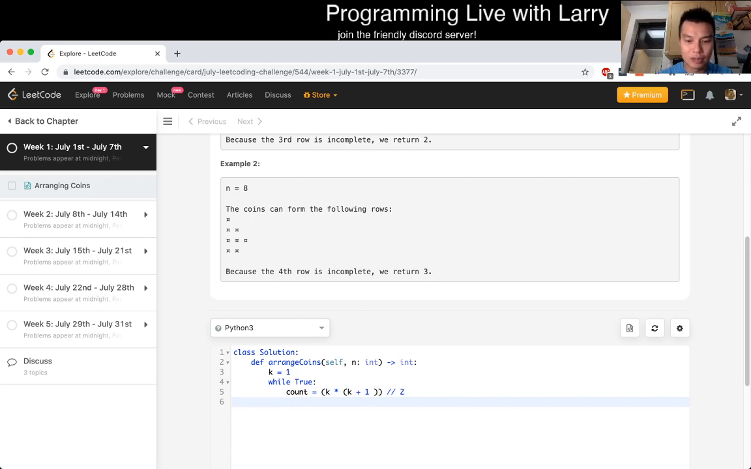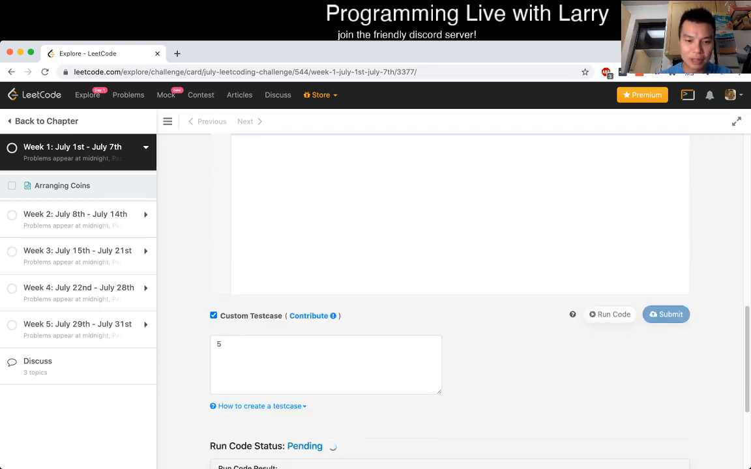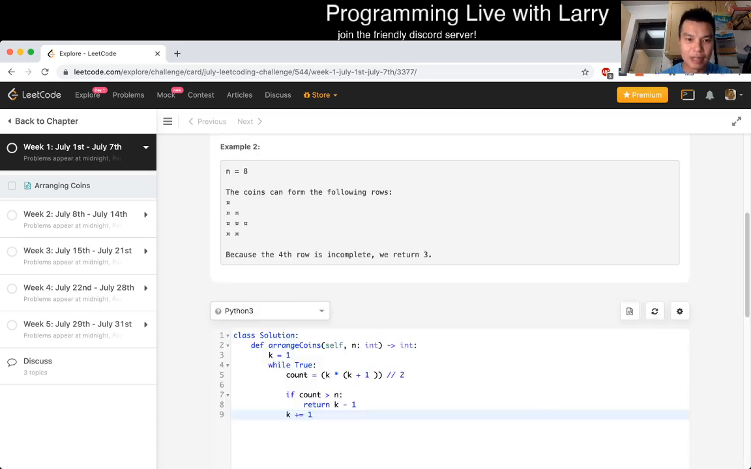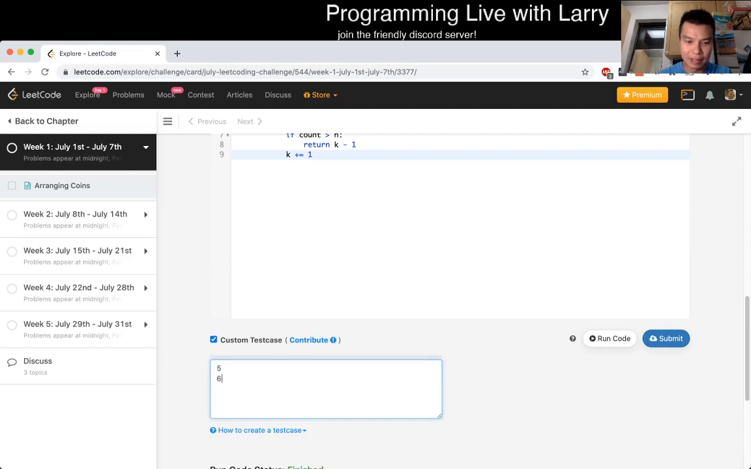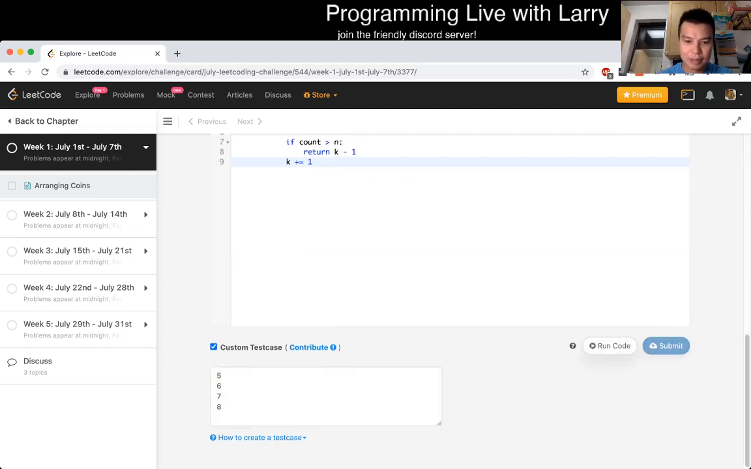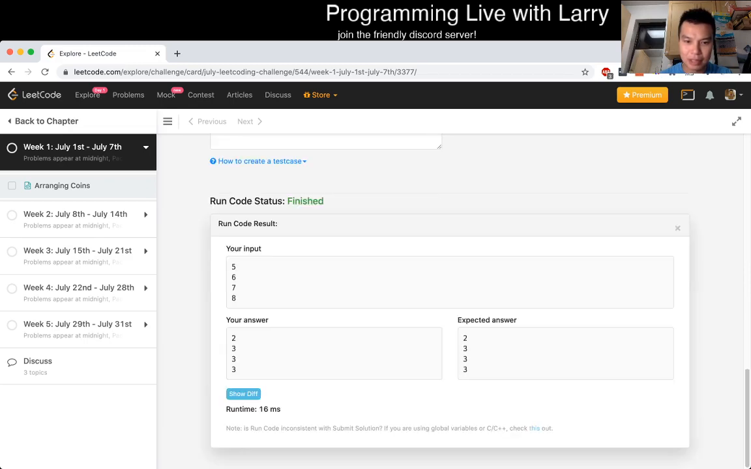And then now, if count is greater than n, that means we went over, and now we could return k minus 1. Otherwise, we just increment k. And that's pretty much all you need, I believe. But I want to make sure that I am careful with off by ones and exact numbers. So let's try 6, 7, 8. Okay, so that looks okay.